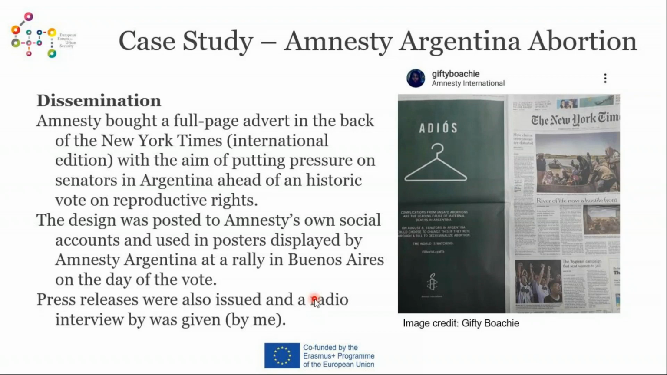So we have lots of dissemination there. We have the advert in the back of the New York Times. We have the social media accounts by both Amnesty Global and Amnesty Argentina. We have all the press as well, so the radio interview. We have the press releases. There's quite a few ways that this was disseminated, and this is the design here.